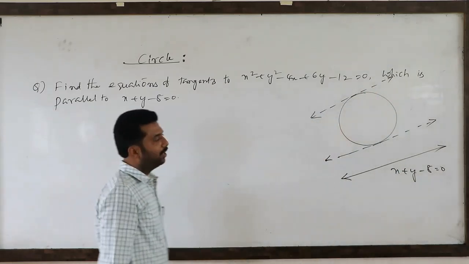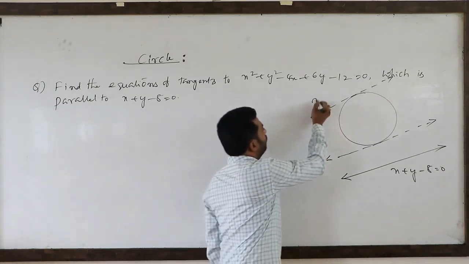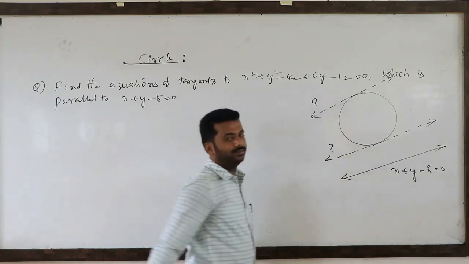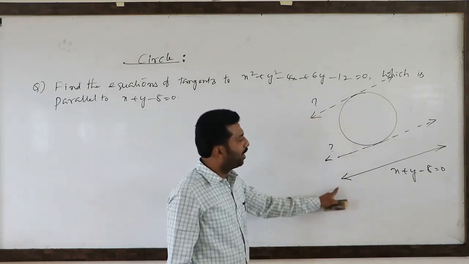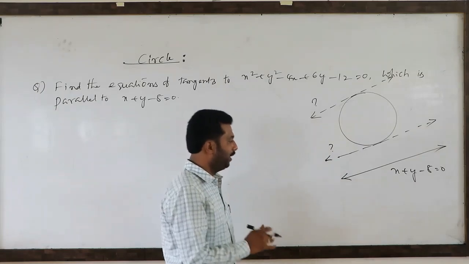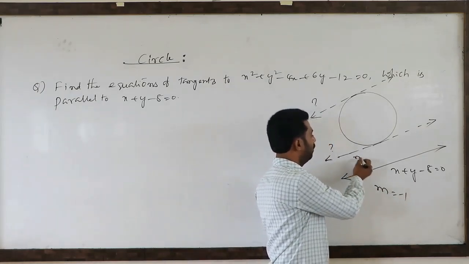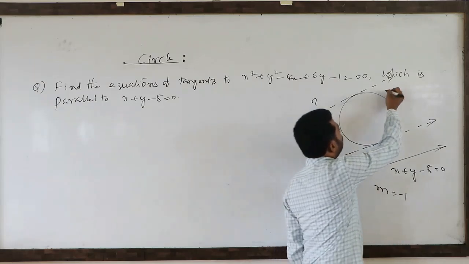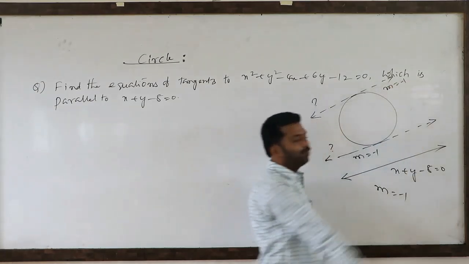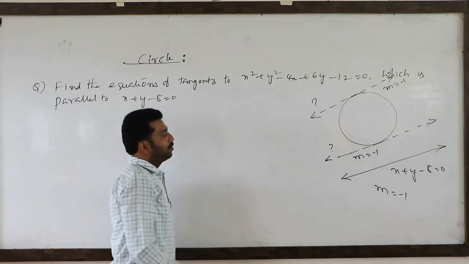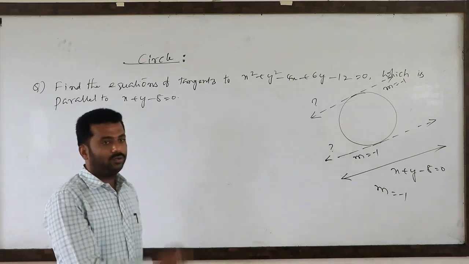See here. These are the two tangents we have to calculate. These two tangents are parallel to this line, no doubt about it. What is the slope of this line? -1. This line's slope is also -1. This line's slope is also -1. So the slope is given, the circle is given, and I already told one formula.